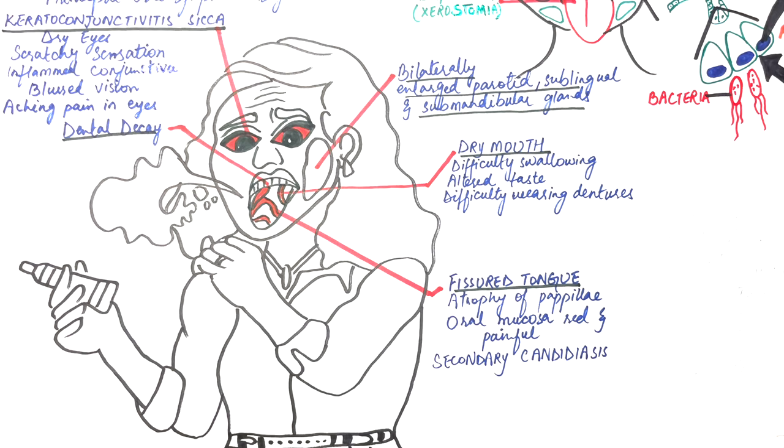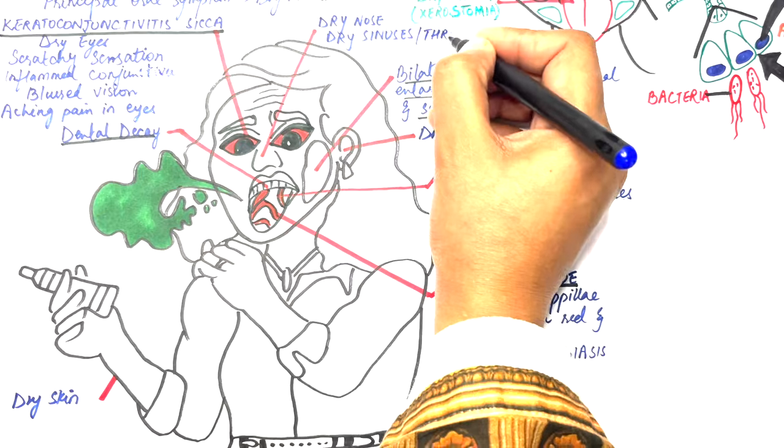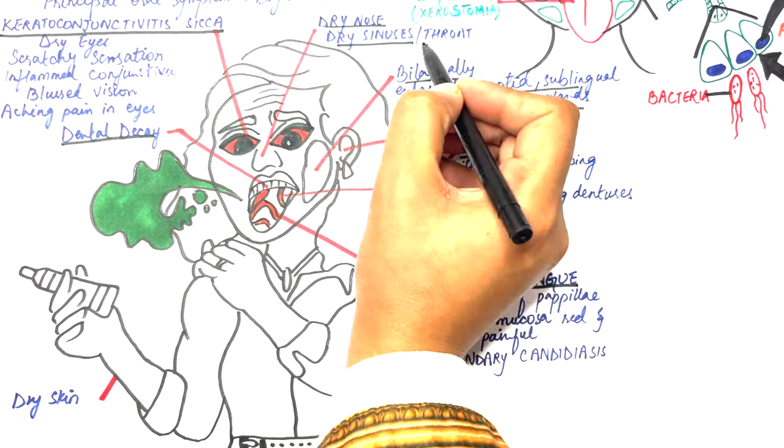Although xerostomia and xerophthalmia are the most common symptoms, dryness can also occur in areas where these moisture-producing exocrine glands are located, such as skin and mucosa, resulting in dry areas including the skin, nose, sinuses, throat, ears, and in women, the vagina.